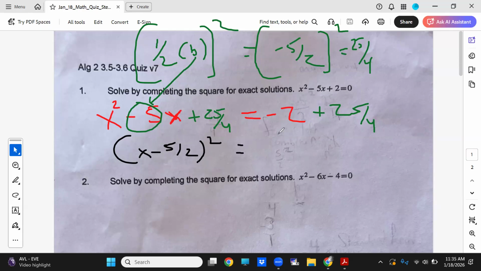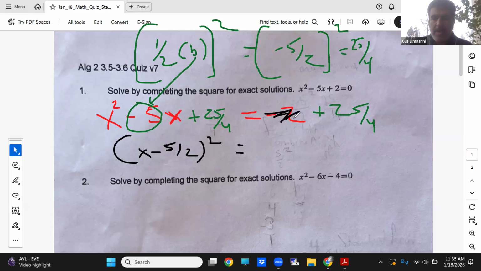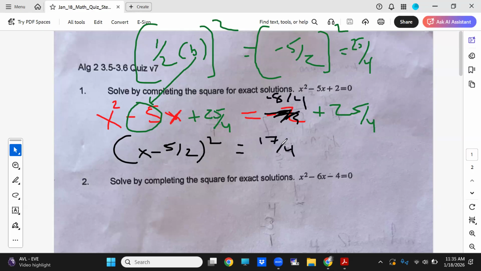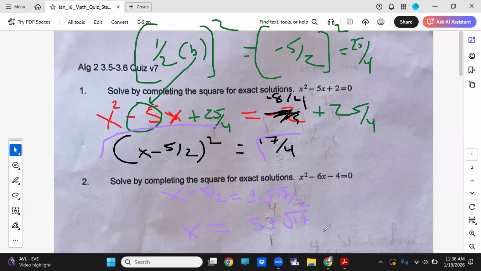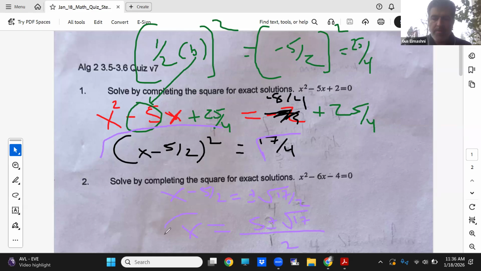And then the other side, I'm going to rewrite that as negative 8 fourths. So it's 17 fourths. Then what we do is we square root both sides. The advantage to doing that is that now you can isolate x more easily. So now it's just x minus 5 halves equals plus or minus root 17 over 2. Then you can bring the 5 halves over, and voila, you got your answer. So it's 5 plus or minus root 17, all over 2.